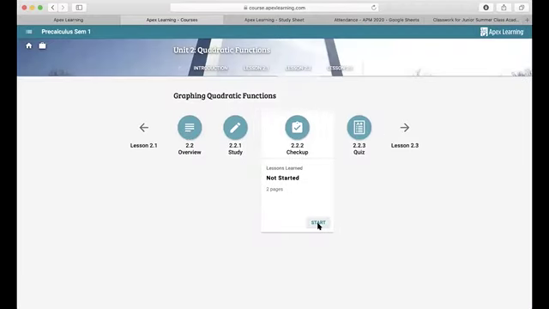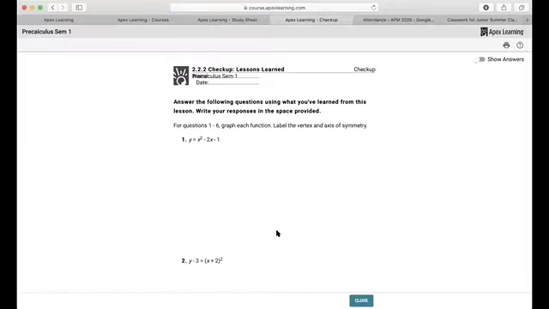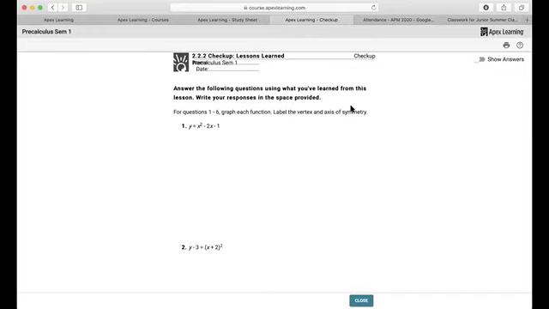Okay. And then last thing here, your checkup. It is much the same as the study guide. Label the vertex and axis of symmetry.